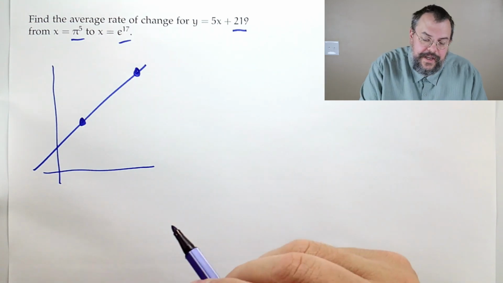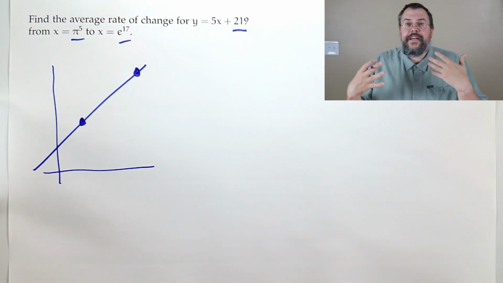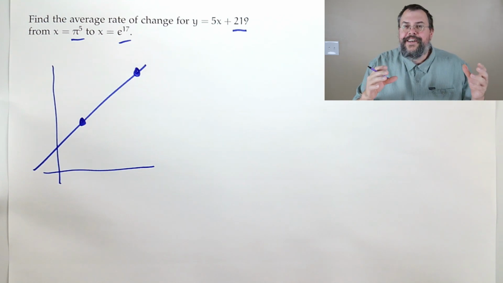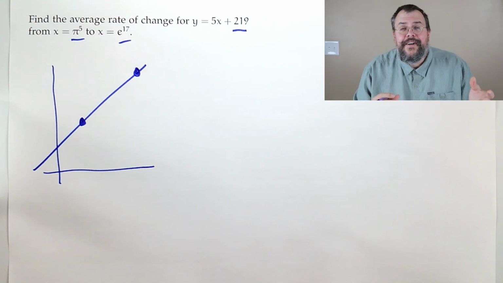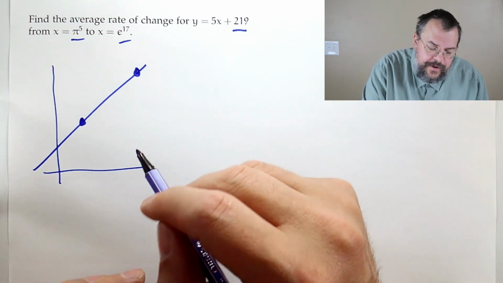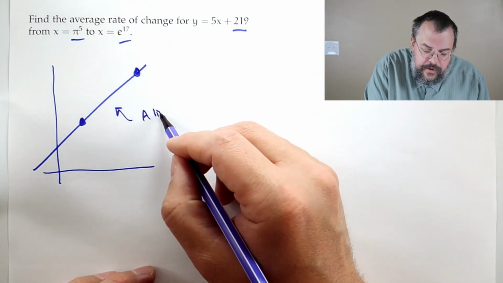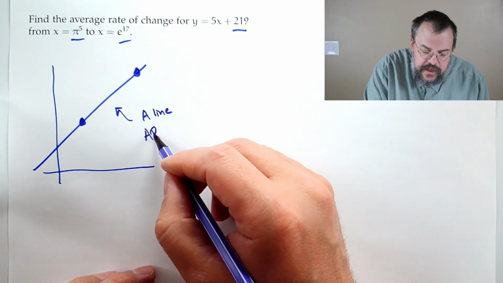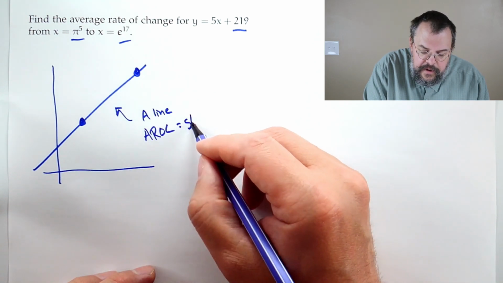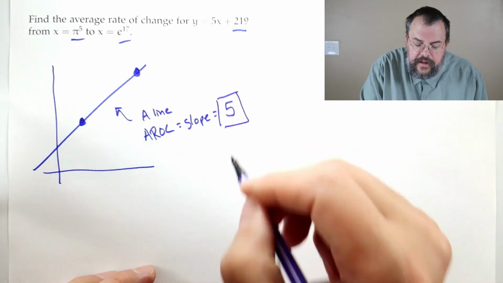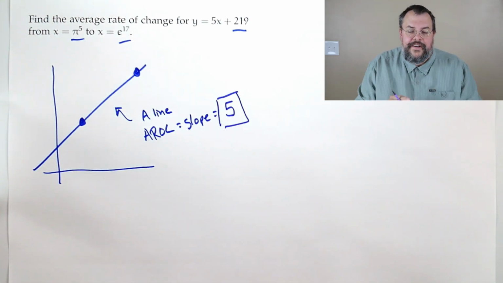And so this one really is not testing us on, oh, let's try to do a formula, let's try to do something complicated. It's saying, do you understand? And boy, we want to understand. That's our goal. We say, aha, this is a line, and therefore the average rate of change will just be the slope, and that will be 5. And that's our answer.